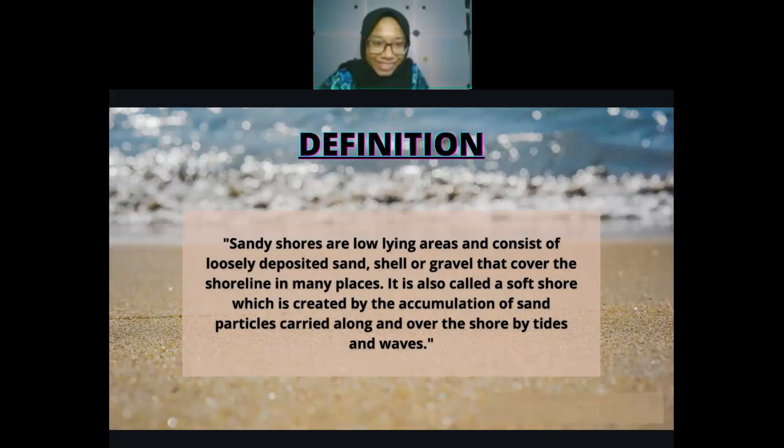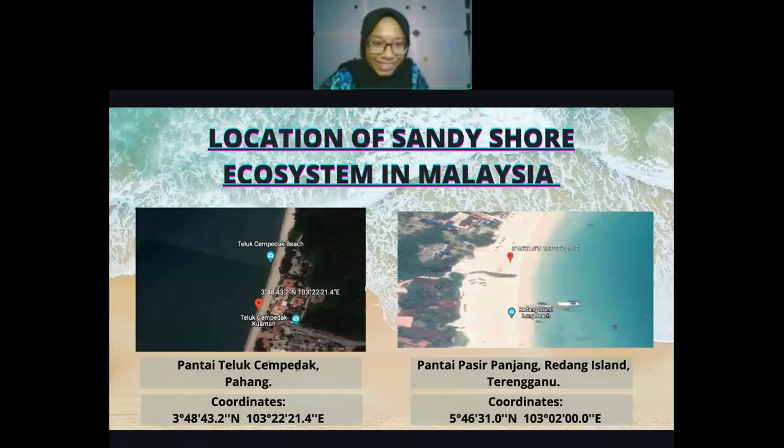Let's begin with the definition of sandy shore ecosystem. Sandy shores are low-lying areas and consist of loosely deposited sand, shell, or gravel that cover the shoreline in many places. It's also called a soft shore, which is created by the accumulation of sand particles carried along and over the shore by tides and waves. In addition, sandy shores are exposed between the extreme high and low tide marks.